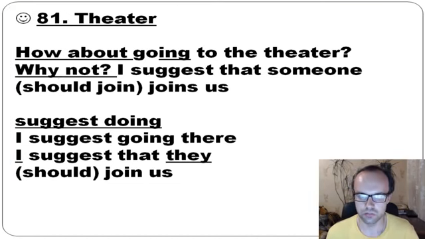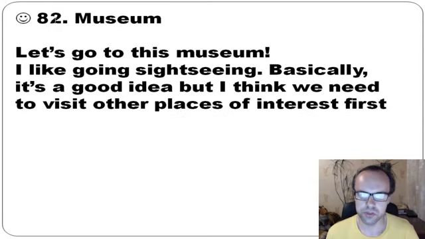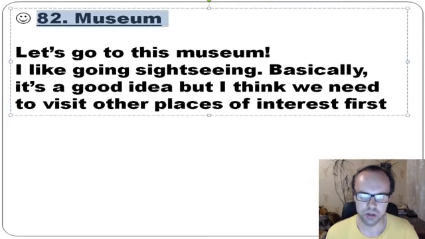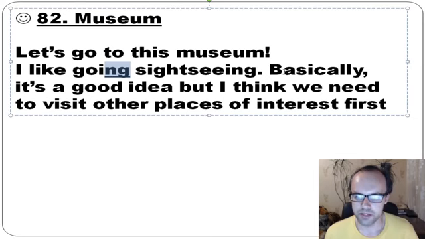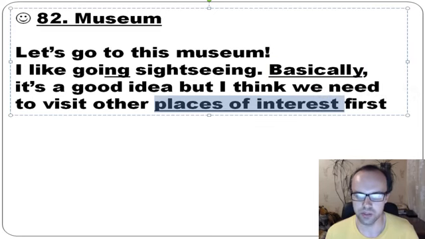Well, so next, museum. Let's go to this museum. I like going sightseeing. It means I like visiting different places of interest like museums, theaters, basically it means in general, basically it's a good idea, but I think we need to visit other places of interest first. So places of interest, yeah. So you visit some country or city and you visit most popular places, yeah. So which are really worth visiting first of all.